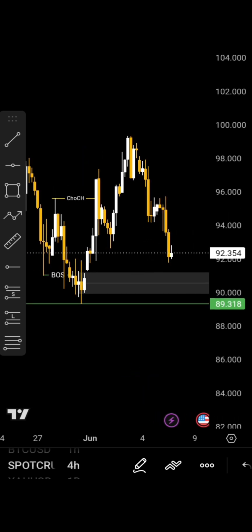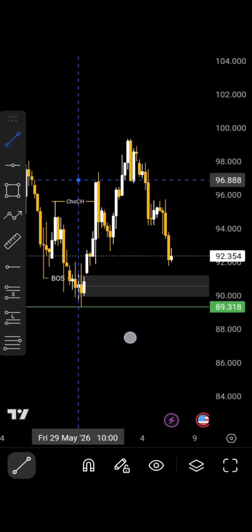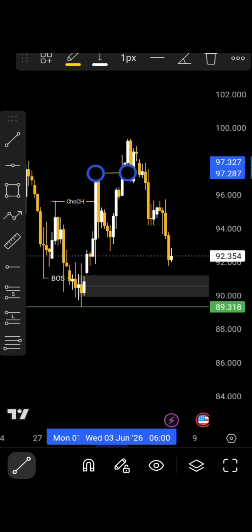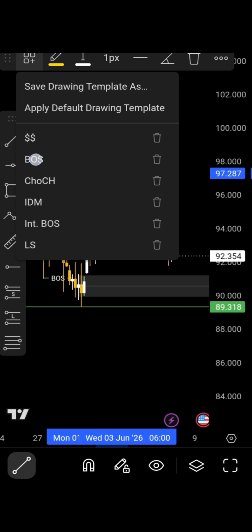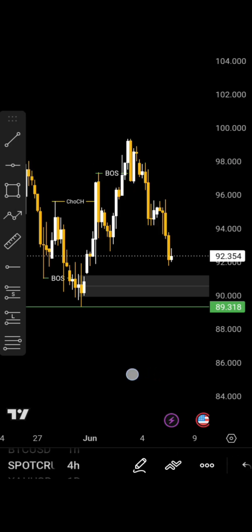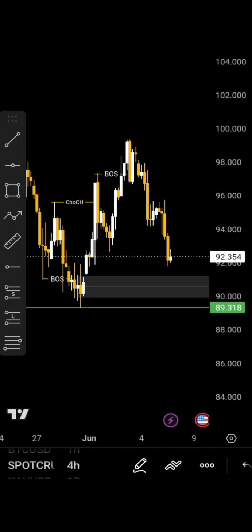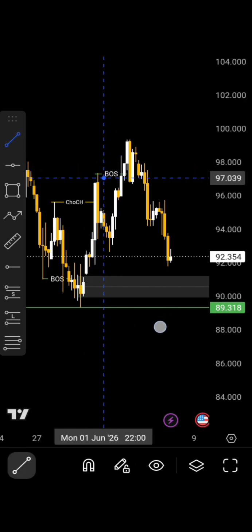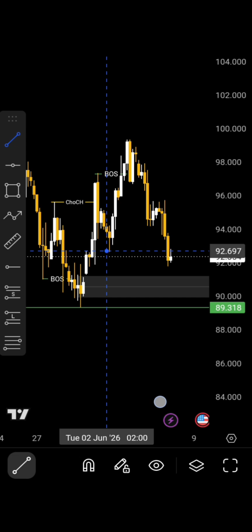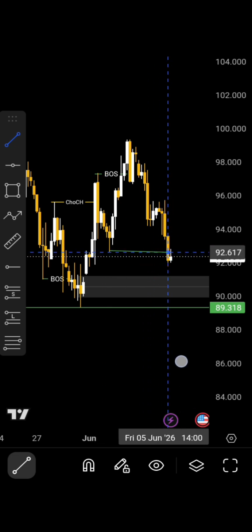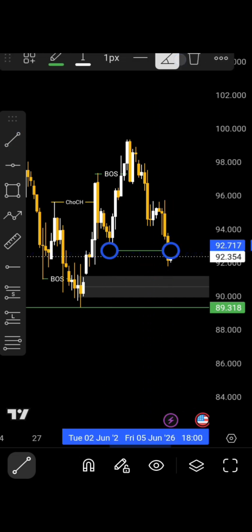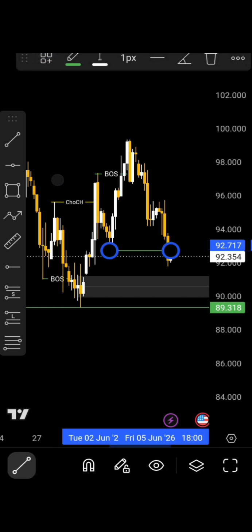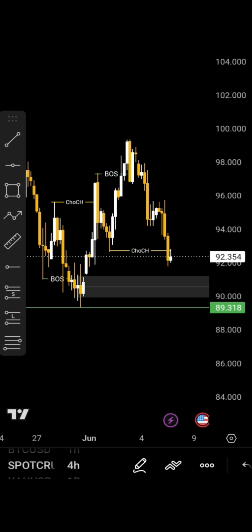So let's read other structures that have formed after the change of character. Here we had a break of structure, right? Let me quickly mark it. And then price started reversing down. The last break of structure is this, and the low that caused that break of structure is this one, right? This low has been taken out here, forming another change of character, but this change of character is now to the downside.